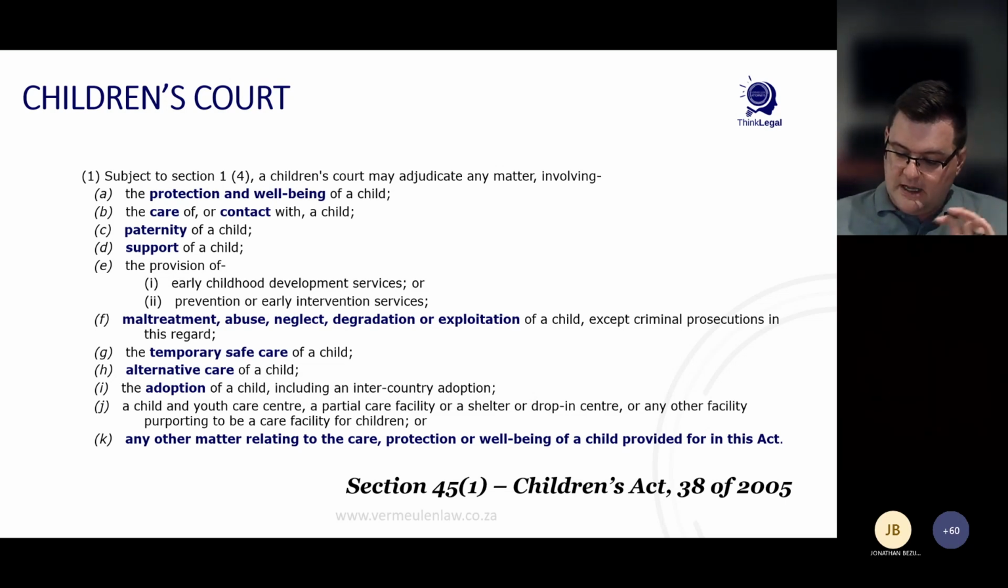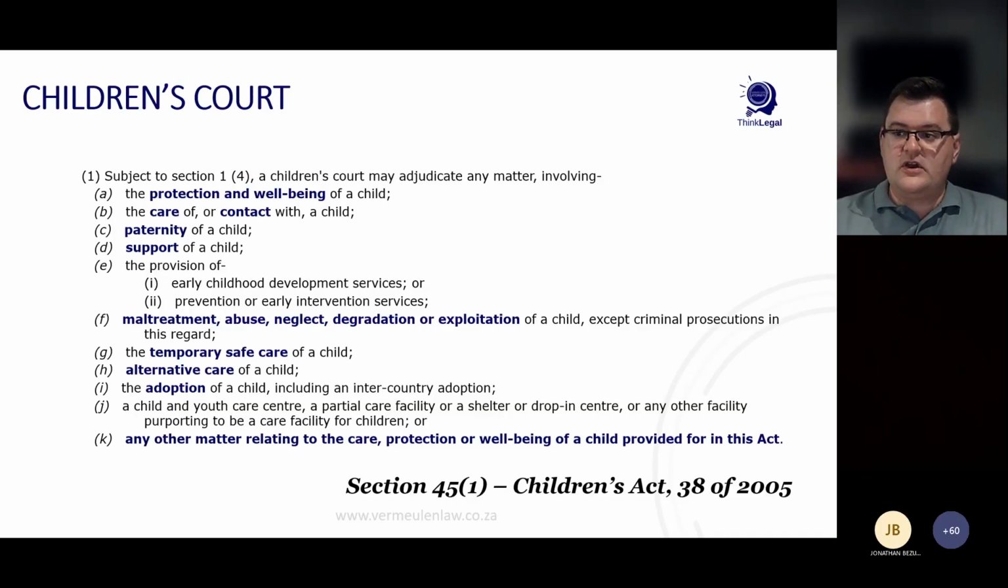And obviously, as I mentioned earlier, the Children's Court is a civil court and not a criminal court. It can deal with the temporary safe care of a child, alternative care of a child, adoption matters, including inter-country adoptions, and it can deal with child and youth care centers, partial care facilities, shelters or drop-in centers, or any other facilities purporting to be a care facility for children.